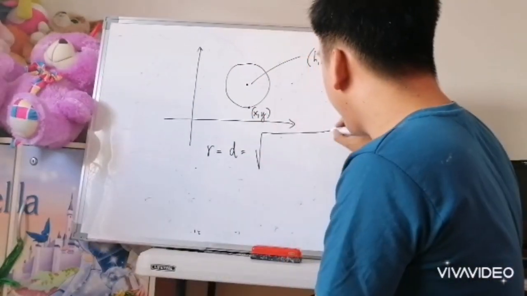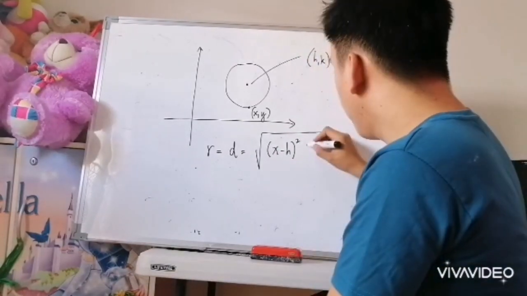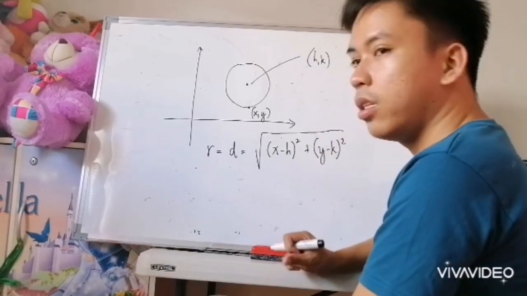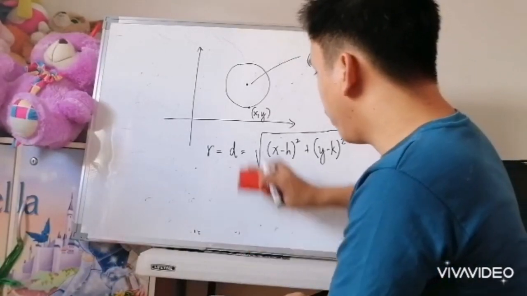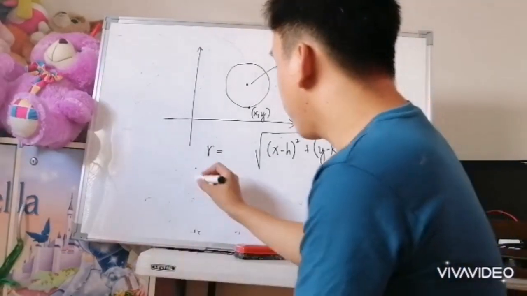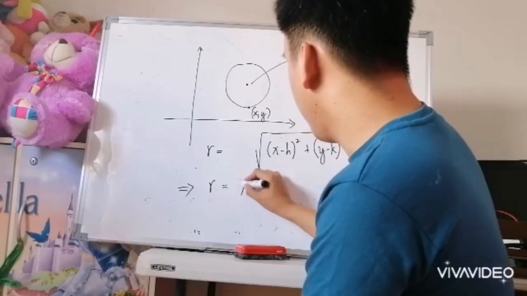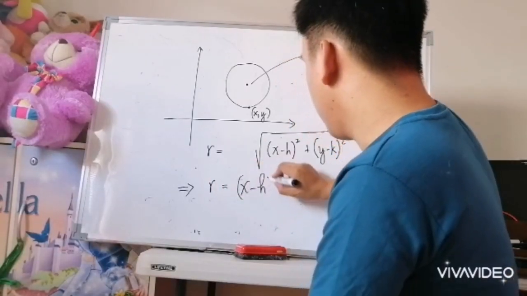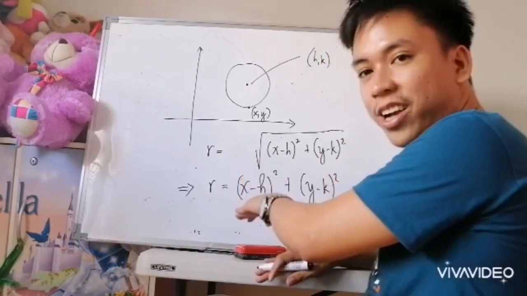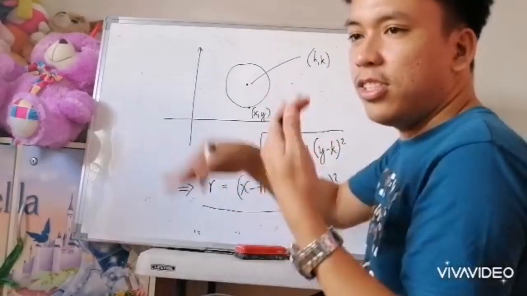By the distance formula, I can write this as r equals the square root of (x minus h) squared plus (y minus k) squared. I remove this d here. Taking the square of both sides, I get r squared equals (x minus h) squared plus (y minus k) squared. And this is the standard equation of the circle. So just the basic.